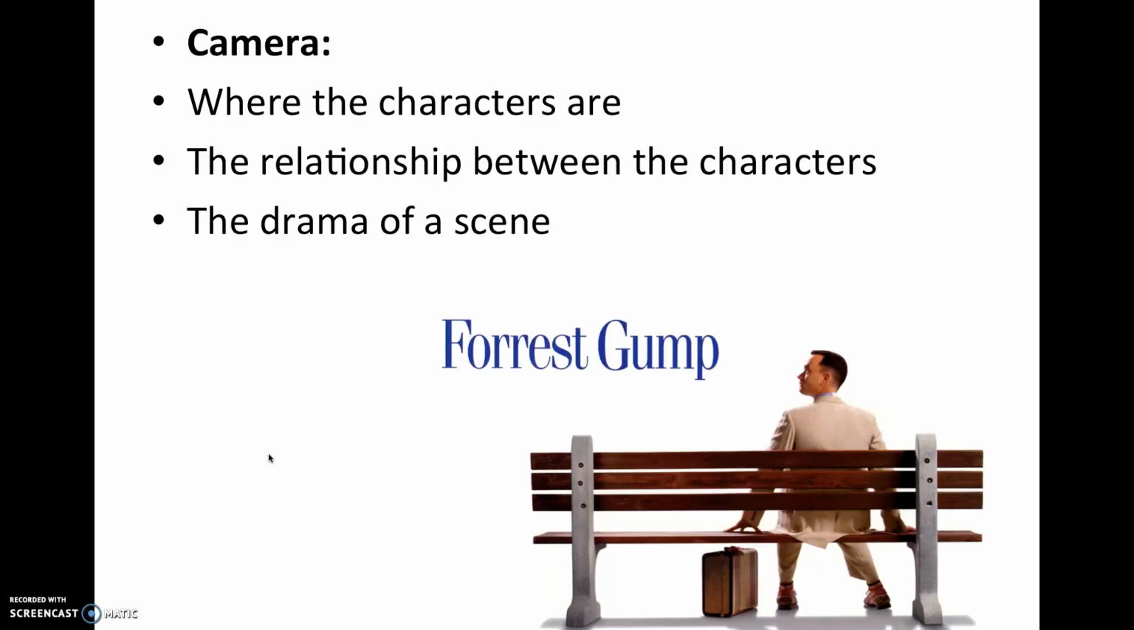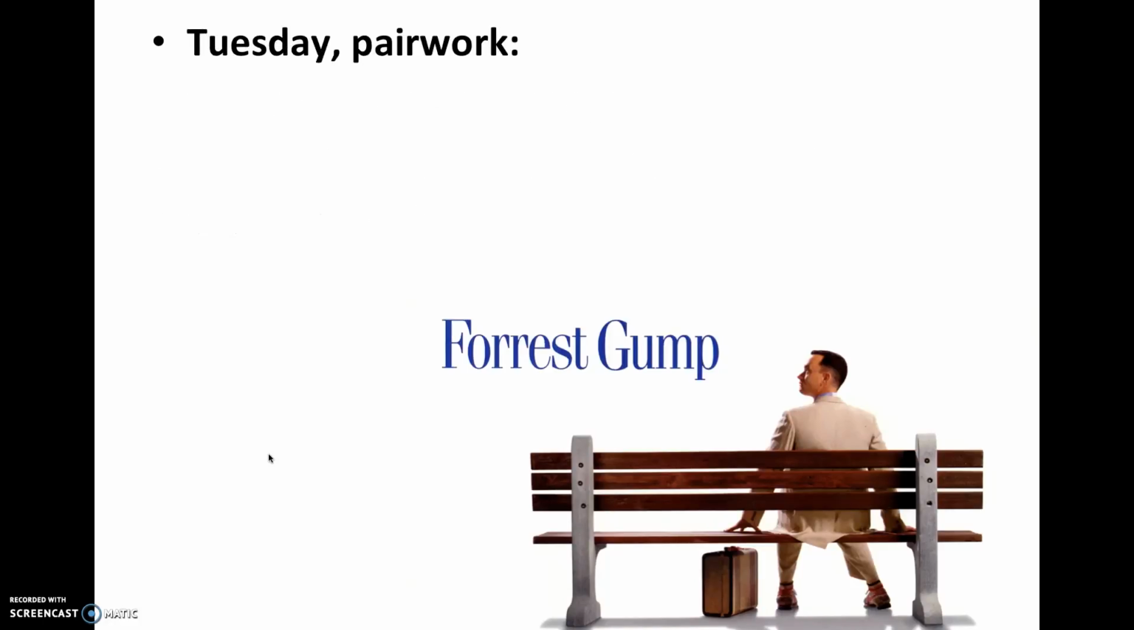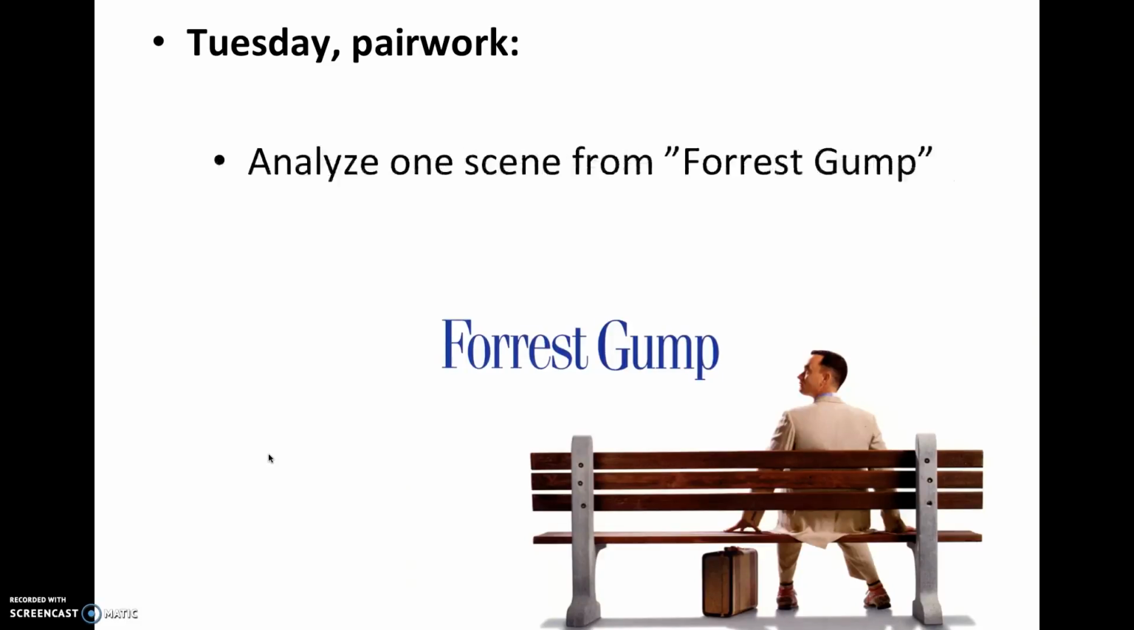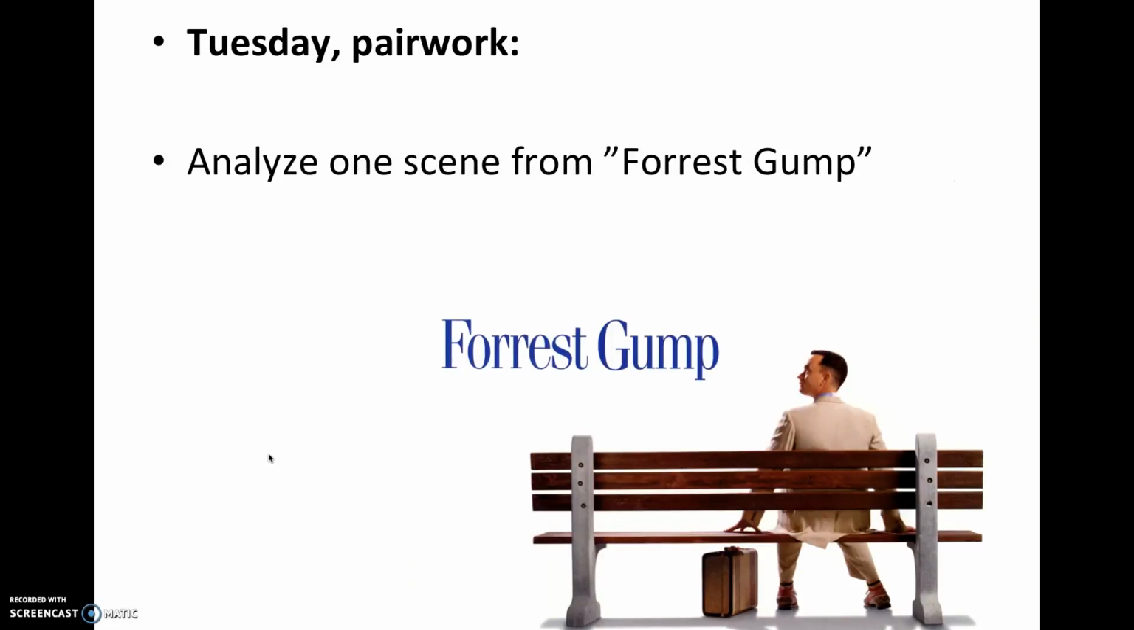Now for the tasks ahead. On Tuesday, I would first like you to analyze a scene from Forrest Gump in pairs, combining what you now know about camera shots and angles. Try to describe what the filmmaker intended by the different shots used in the scene. You will find 7 scenes from the movie in the folder called Forrest Gump on It's Learning, and you can choose the one scene you want to analyze together.